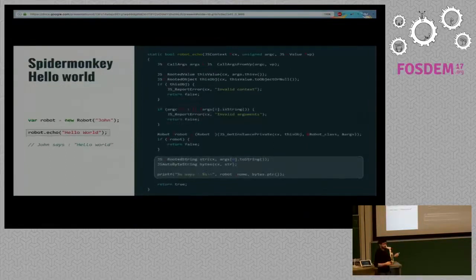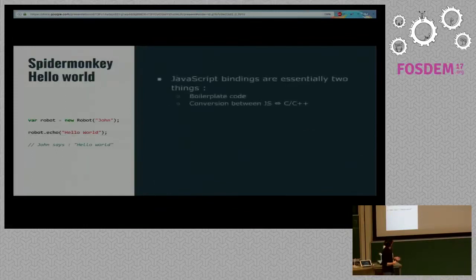This is not really complicated, but now imagine you have a lot of bindings to write. Sorry, I've been a bit too fast. You can notice in this short example that it's essentially boilerplate code where you just make sure the arguments are correct with the correct type, etc., and you will spend most of your time doing conversion between JavaScript and C or C++. And this is not really great, because you get quickly bored.